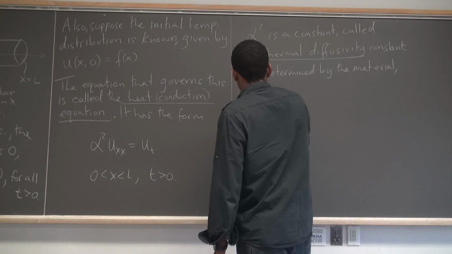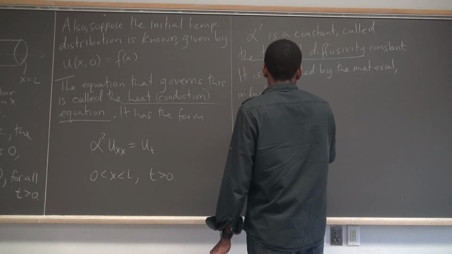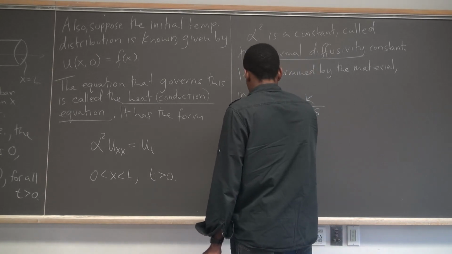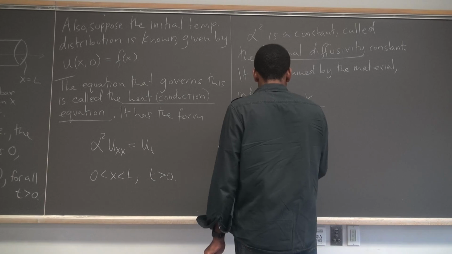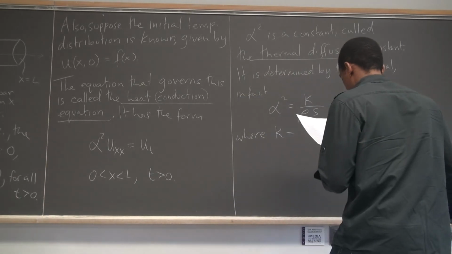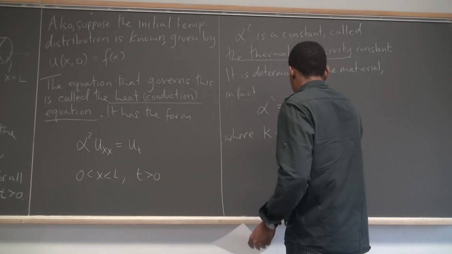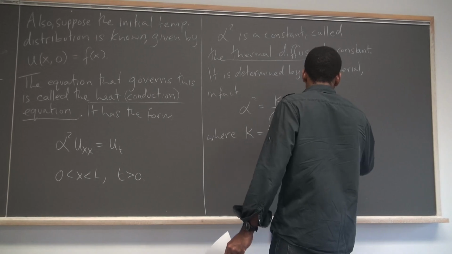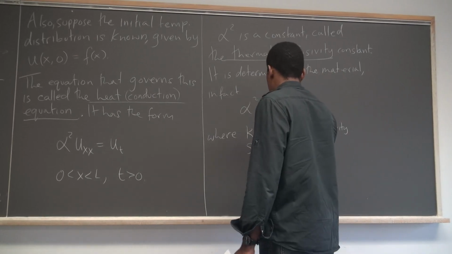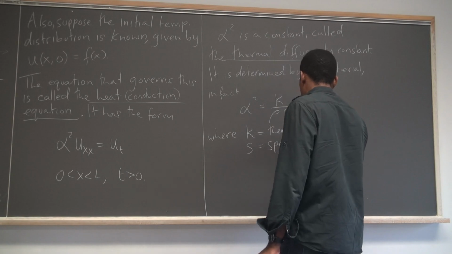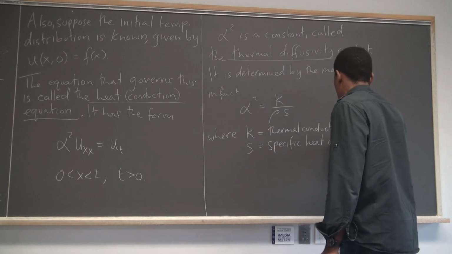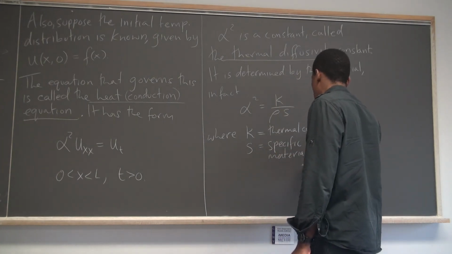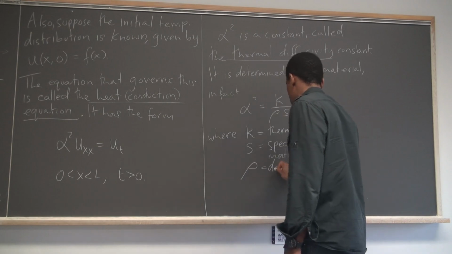In fact, alpha squared is equal to kappa over rho s, where kappa is the thermal conductivity. It's a measure of how fast it conducts heat. S is the specific heat of the material, which you learn about in chemistry. Rho is just the density of the material.